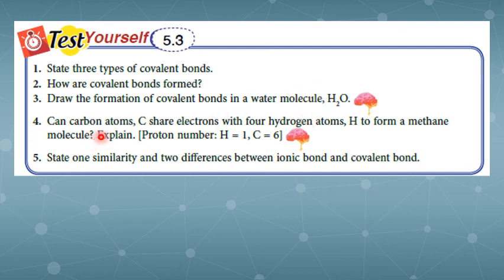Number 4, can carbon atoms share electrons with 4 hydrogen atoms to form a methane molecule? Look properly at the arrangement. Then state 1 similarity and 2 differences between ionic bond and covalent bond. I just explained the differences and the similarity, so I hope you can do the exercise. Once you have finished, please snap your answer and send it to me. Okay, thank you.